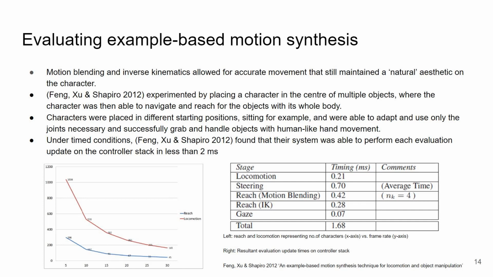Feng Shui and Shapiro experimented by placing a character in the center of multiple objects, where the character was then able to navigate and reach for objects with its whole body. While navigating, the character was able to evade arbitrary obstacles in a realistic human manner with full body rigidity maintained.